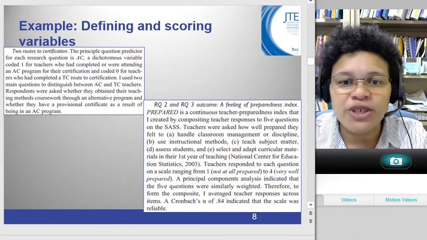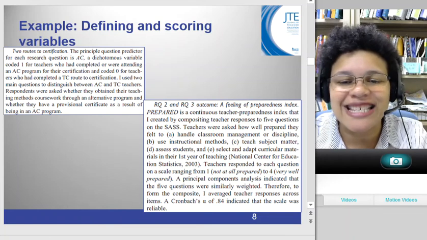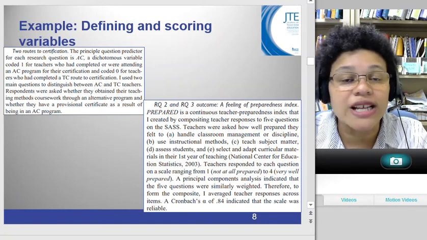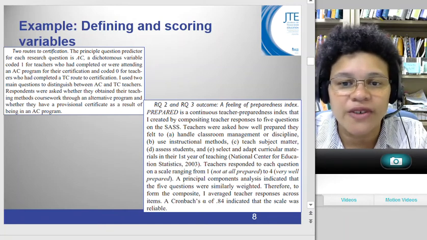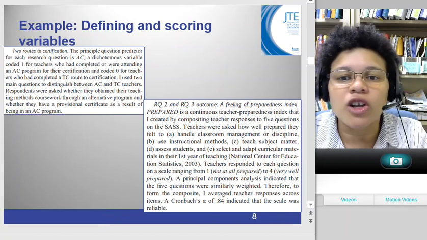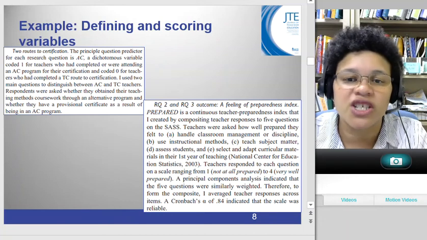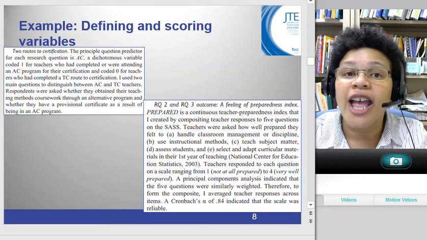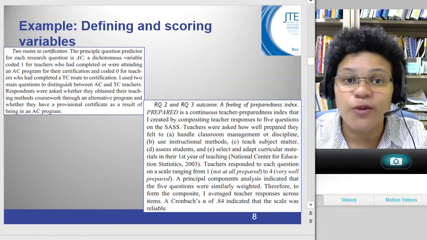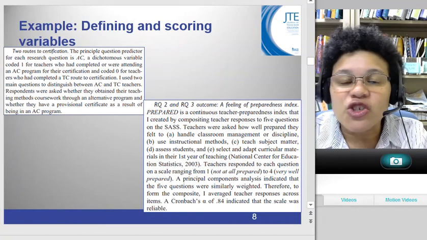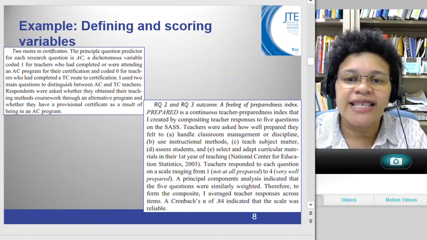So the principal predictor for each research question is AC, and I italicized AC to show that it's a variable in my study. A dichotomous variable coded one for teachers who had completed or were attending an AC program or alternative certification program, and coded 0 for teachers who had completed a TC route to certification or traditional certification program. And early in the paper, I would want to define what AC and TC stand for, right? Okay, I used two main questions to distinguish between AC and TC teachers.